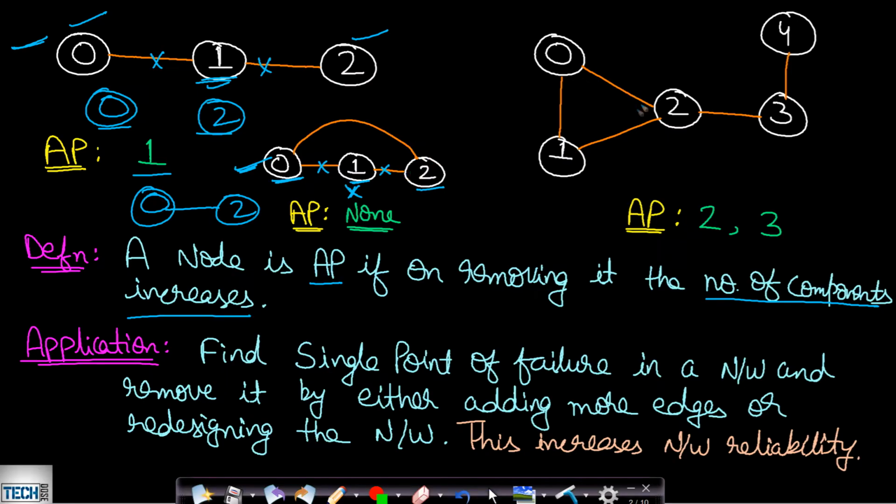Okay. Now let us look at this graph. In this right hand side graph, is 0 an articulation point? Well, if you try to remove this node 0 along with the associated edges, then still you will be having one component, which will be 1, 2, 3, 4. They will all be connected. And so since the number of components are not increasing, therefore this 0 will not be an articulation point. Now even if you try to repeat this with node 1, it will still be the same. We will still be having one component. So 0 and 1 will not be articulation points.